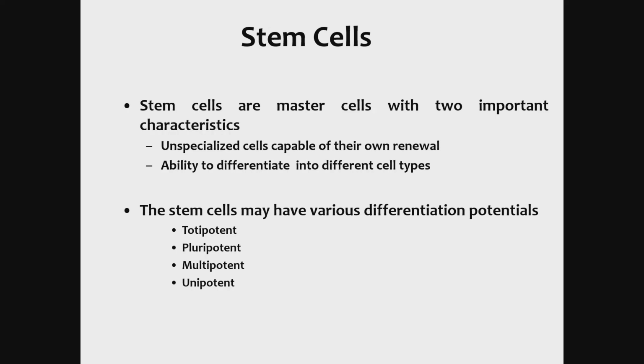Then we go to the next level, pluripotent stem cells, and these can generate every organ in the body. Then we go to multipotent stem cells, which can generate a specific lineage, for example in the blood, every blood cell. And then unipotent cells have the capacity to renew into just one type of cell.